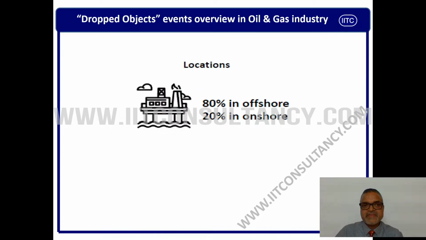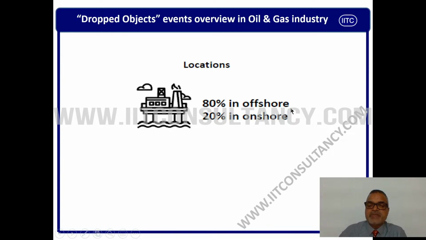Okay, guys, this again is the drop object events overview in the oil and gas industry. I hope you understand the onshore and offshore facilities. Offshore, the drop object has happened 80% of the time, and onshore, this is 20%. If I told you by mistake, this is 80% offshore.